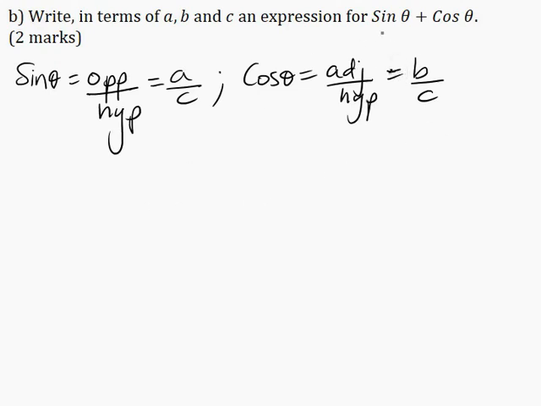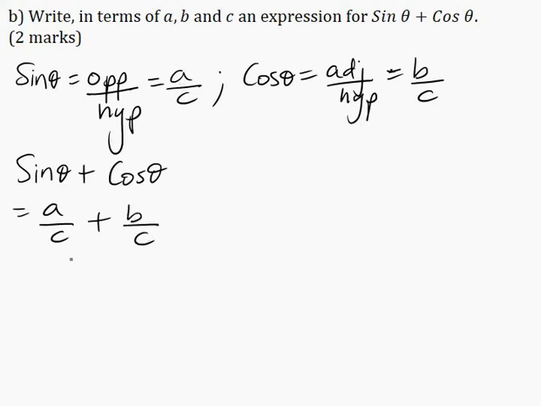Now, they want us to write an expression for sine theta plus cos theta. So I'll write here that sine theta plus cos theta is equal to, we know that sine theta is A over C. So I'll write here A over C, and cos theta is B over C. So I'll write here B over C. Now, notice that these fractions here have the same denominators, so we can add them. So this is A plus B all over C.